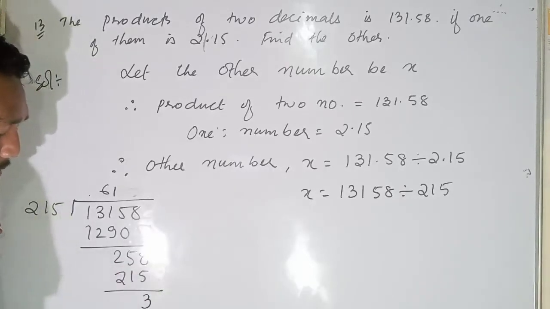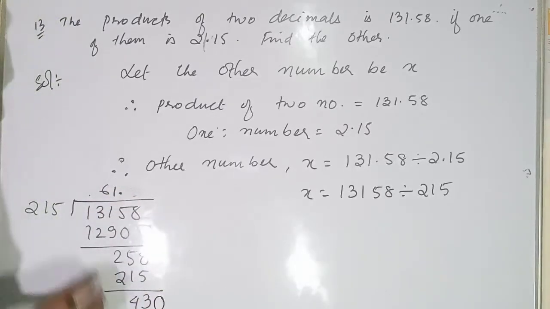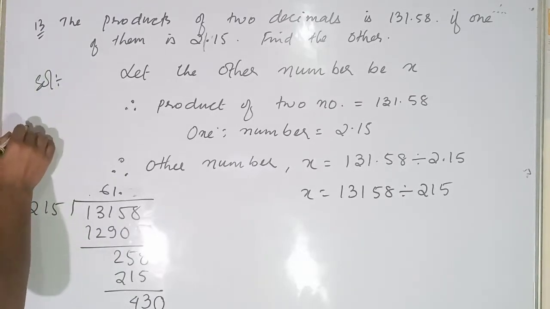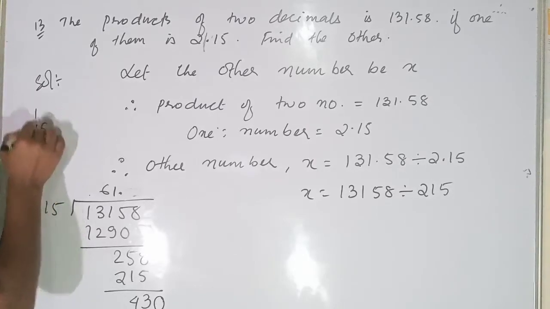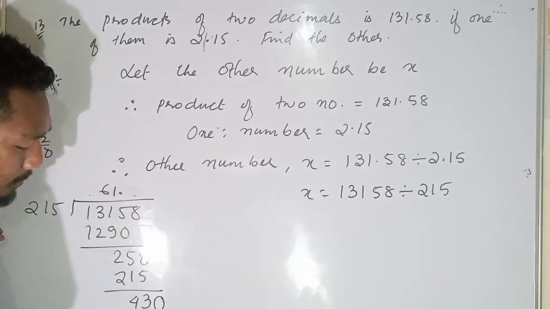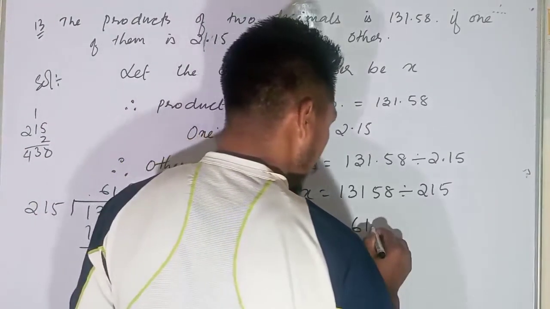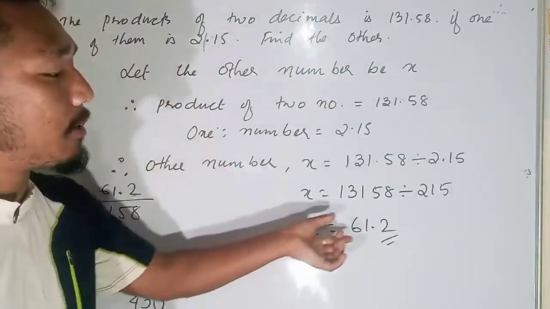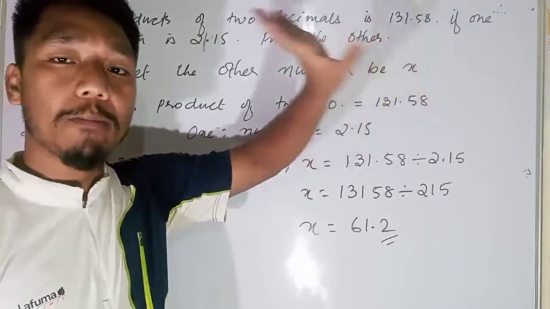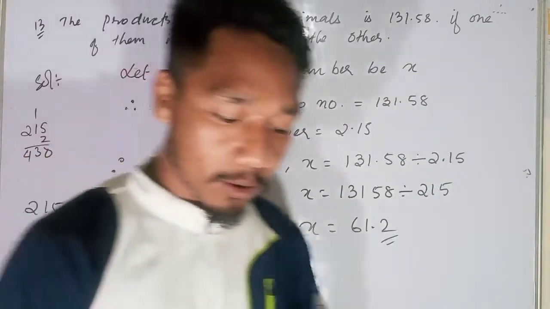Now put the point, it becomes 0. 2. 2 fives are 10, 2 ones are 2, 2 twos are 4. So how much is it? 430. So the other number is how much? 61.2. Okay, if you multiply 61.2 and 2.15, then your answer will be 131.58.